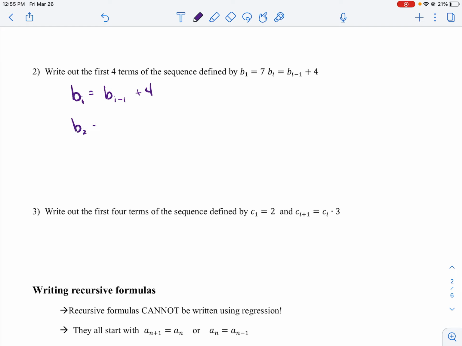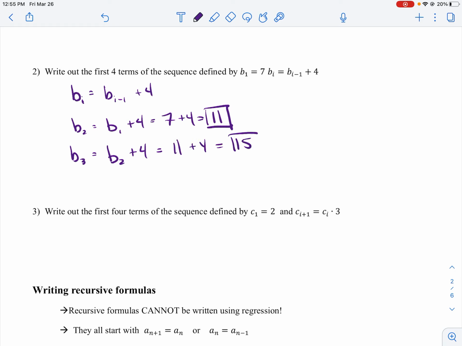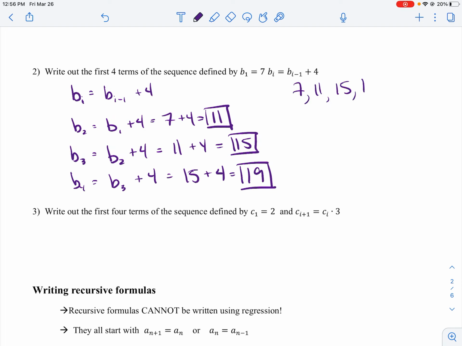In this case, I want to find the second term. So it's going to be our first term plus 4, and our first term is 7. So 7 plus 4 will give me 11. And then our third term is going to be our second term plus 4, which is 11 plus 4, equal to 15. And then b sub 4 is equal to b sub 3 plus 4, 15 plus 4, 19. So 7, 11, 15, 19. Again, this is our first term, and this is what we were adding each time.